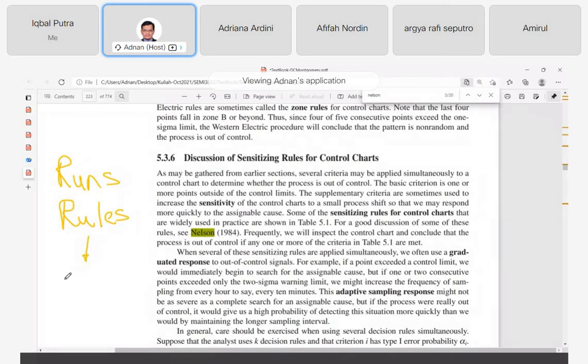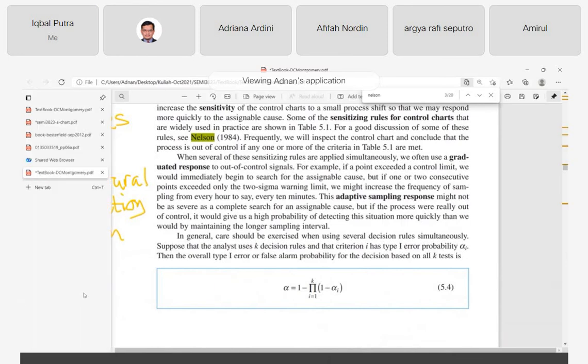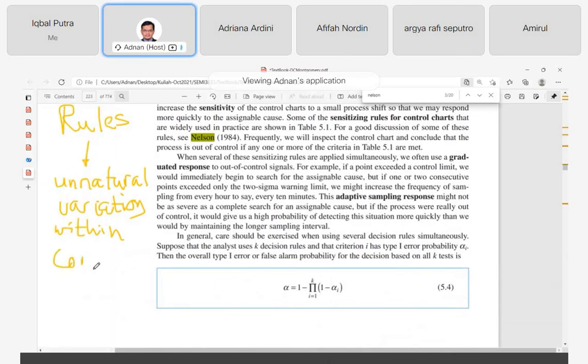So, to detect unnatural variation within control limit. When I say control limit, I'm referring to the upper control limit and the lower control limit.